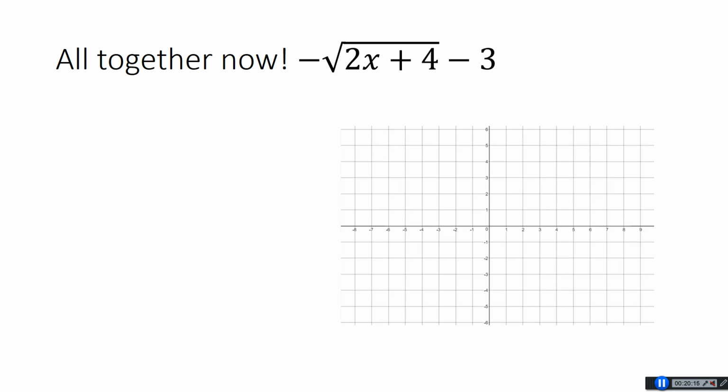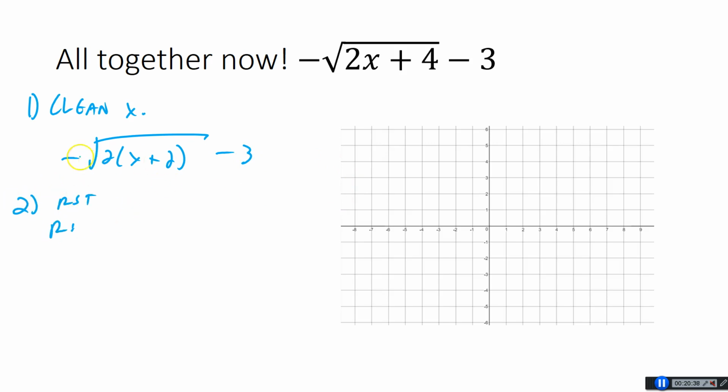So all together now. We got lots of stuff going on here. The first thing I'm always going to do is clean my x. And there are some sneaky x cleanings that we'll talk about later in the week. But right now I've got that 2 on there, so I'm going to pull that 2 out. So we have 2 times (x, not plus 4 anymore, but plus 2), and then we have minus 3. So now I write my RST.